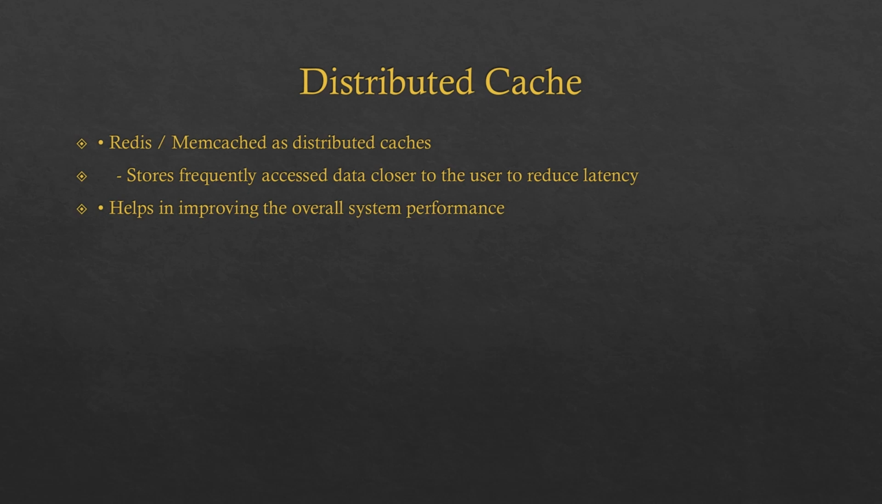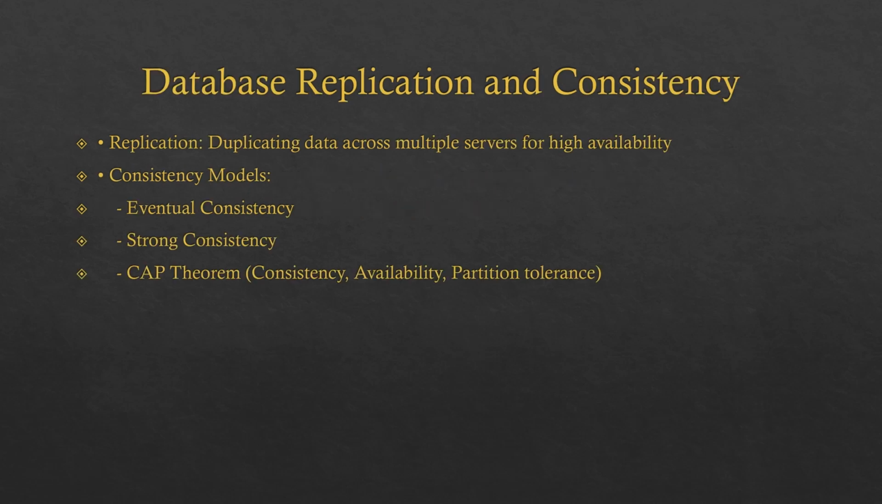To enhance performance, distributed caching solutions like Redis and Memcached can be employed. These caches store frequently accessed data closer to the user, thus reducing latency and improving response times for critical data requests. Data replication is a key strategy for ensuring high availability and fault tolerance. By duplicating data across multiple servers, we ensure the system remains operational even if one server fails.